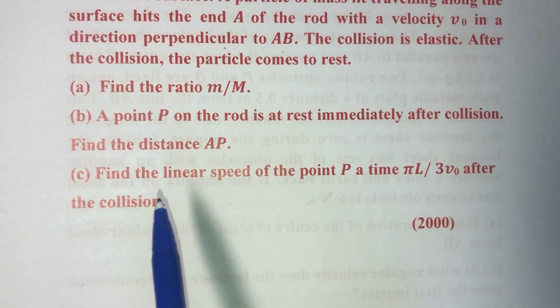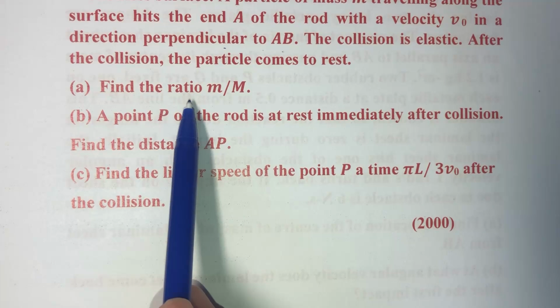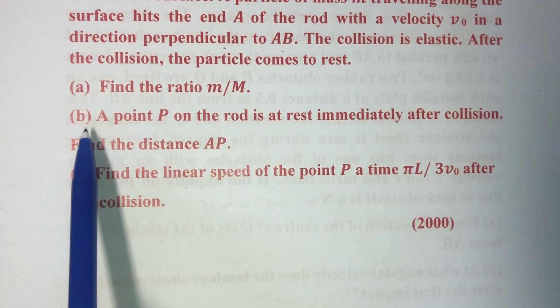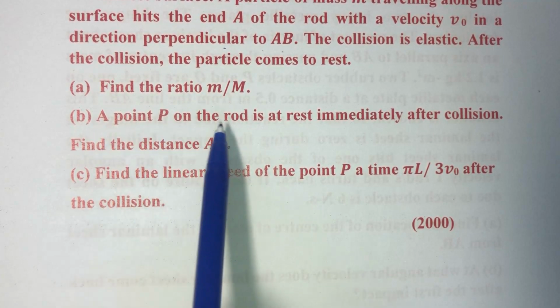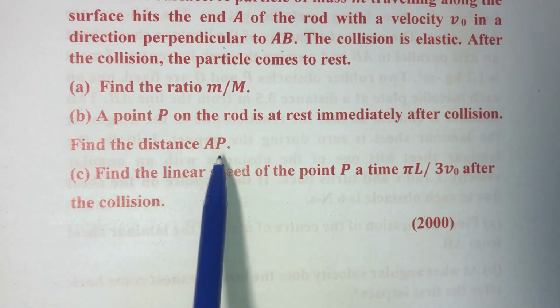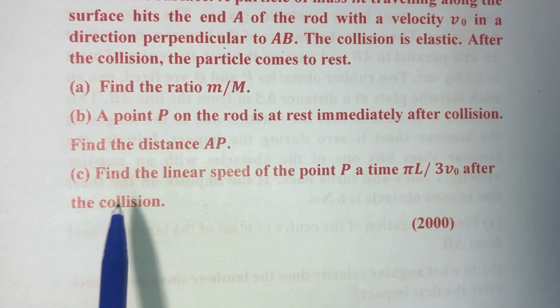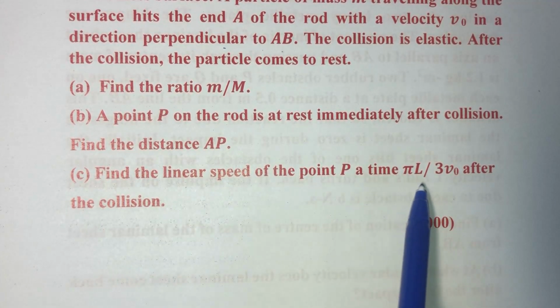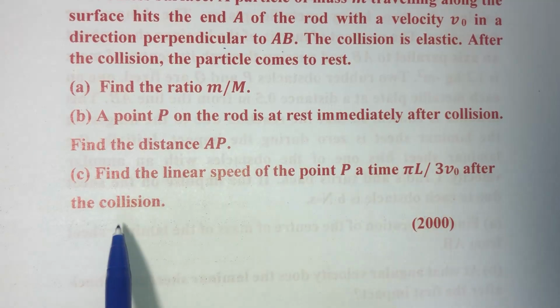So we have to find out four things. Part A, find the ratio of small m to capital M. Part B, a point P on the rod is at rest immediately after the collision. Find the distance AP. And part C, find the linear speed of the point P at a time πL/(3v0) after the collision.